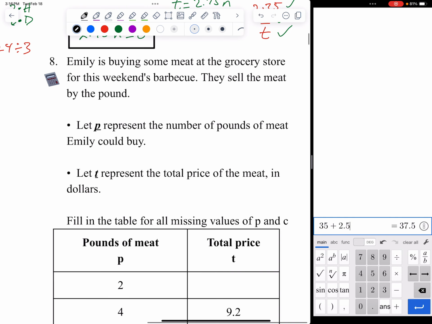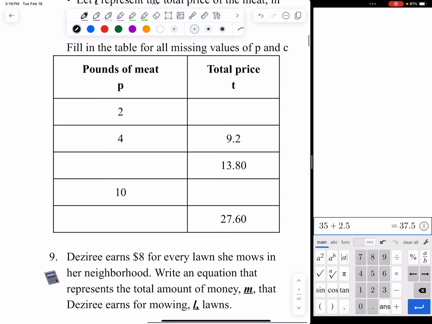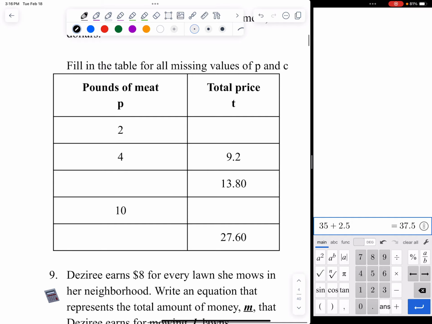All right, Emily is buying some meat at a grocery store for this weekend's barbecue. They sell the meat by the pound. So by the pound, that is your rate. So P is the number of pounds. T represents the total price of the meat in dollars. Okay. So fill out the missing table. This is literally the same thing. Oh my God, this is not C. It is T. Okay, typo.